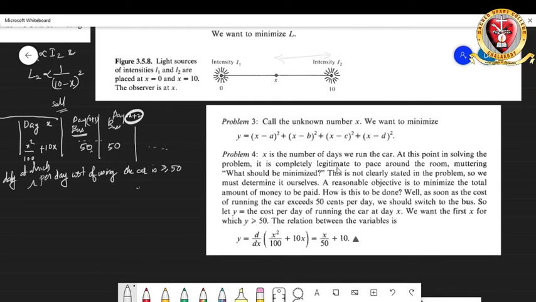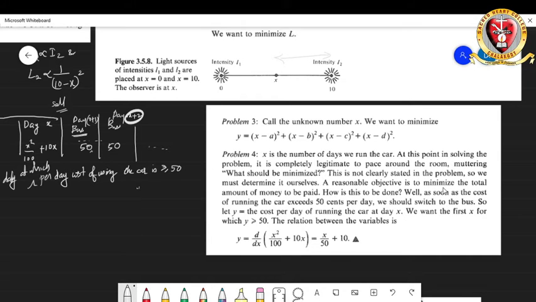So suppose x is the number of days we run the car. Okay, and at this point in solving the problem, it is completely understandable that we don't know what should be minimized, and it is not clearly stated in the problem, as we said. So we have to understand and determine it ourselves. Generally, a reasonable objective is always to minimize the total cost, right? Or the total amount of money we have to pay. Okay, so how to do it?